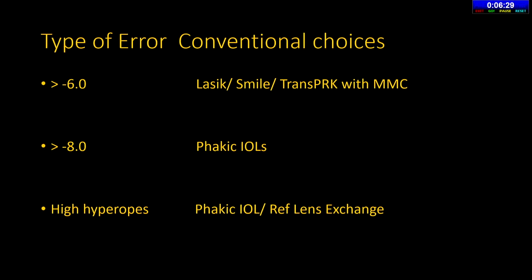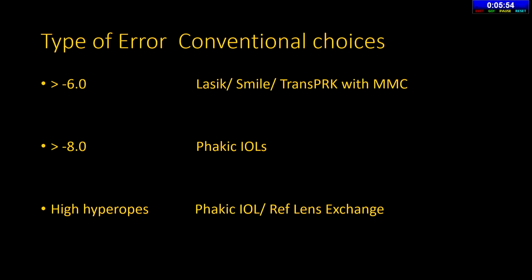Then of course you have conventional choices for the type of refractive error, as we have been taught all along, that when you have a myopia that is anywhere higher than -6, you can choose a trans PRK with MMC, but less than that you can avoid MMC. But right now I use MMC for all refractive errors with trans PRK, because I've seen that even astigmatism as low as 2 or 2.5 can lead to subepithelial fibrosis.